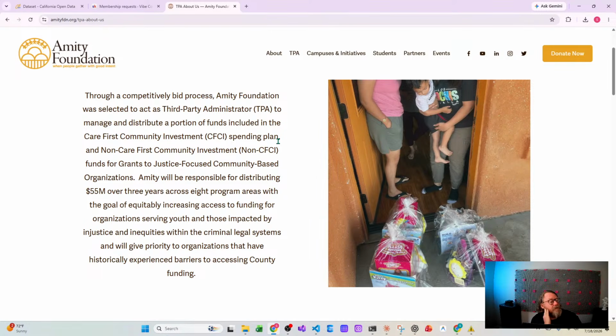Okay, here we go. Through a competitive bid process, third-party administrator to manage and distribute a portion of funds included in the Care First Community Investment Spending Plan. Non-Care First Community Investment Plan. What the hell is the difference between those two? Distributing 55 million over 3 years across 8 areas. Equitably increasing access to funding for organizations serving youth and those impacted by injustice and inequities within the criminal justice system. What a giant word salad that sounds like it would be admirable, but I guarantee it's a bunch of grift.